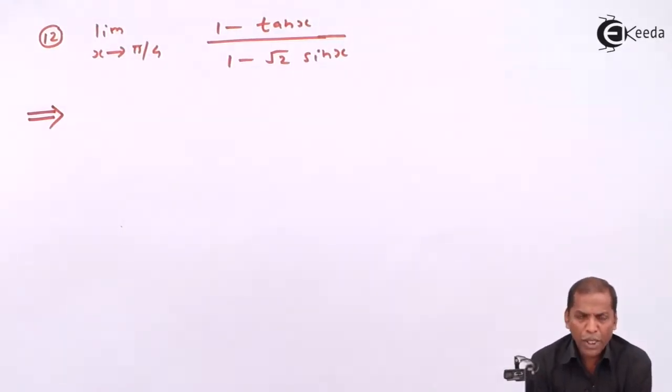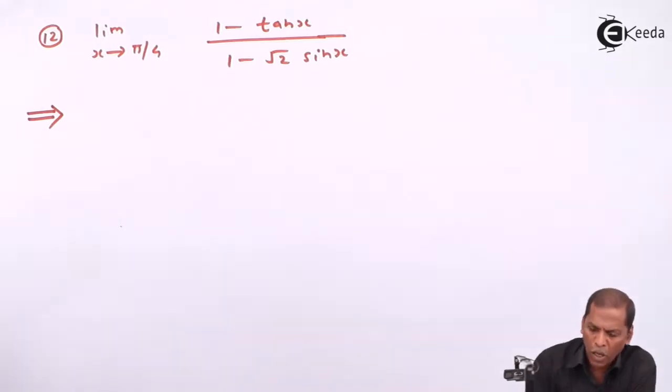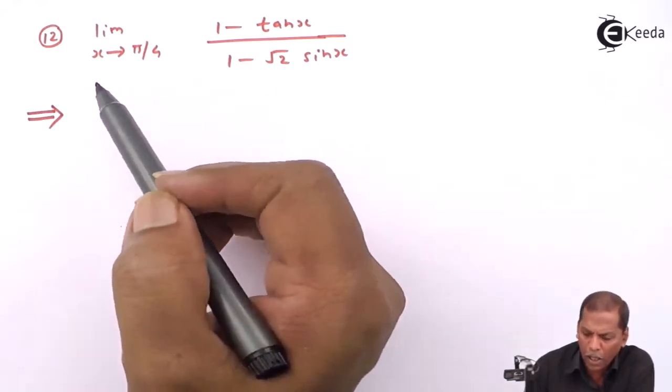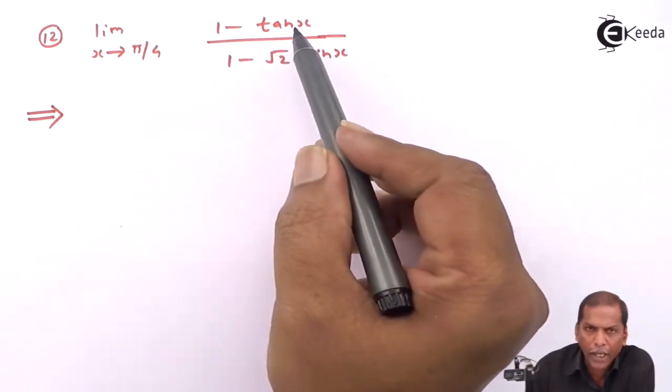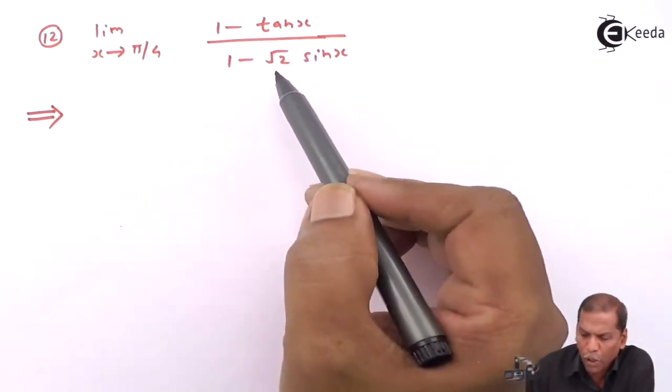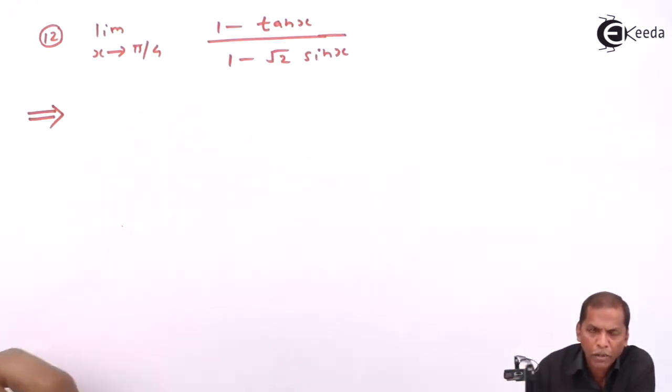Hello friends, now we see problem number 12, which is also based on limits of a trigonometric function of chapter limits. Problem number 12 is: limit x tends to pi by 4, (1 minus tan x) upon (1 minus root 2 into sin x). Now let's see the solution.